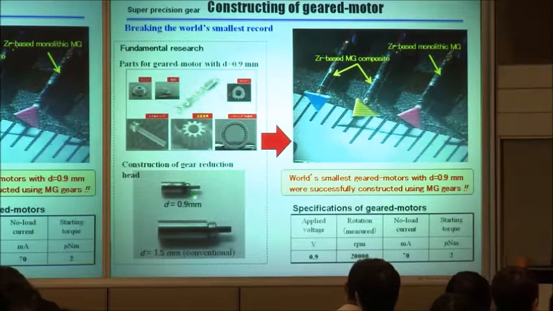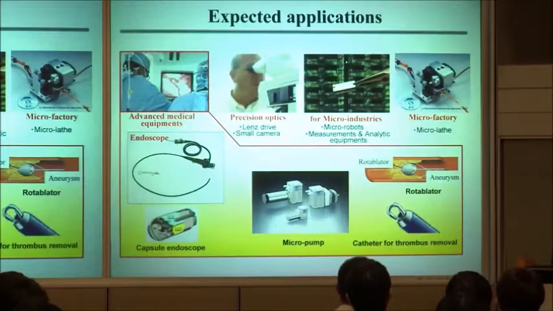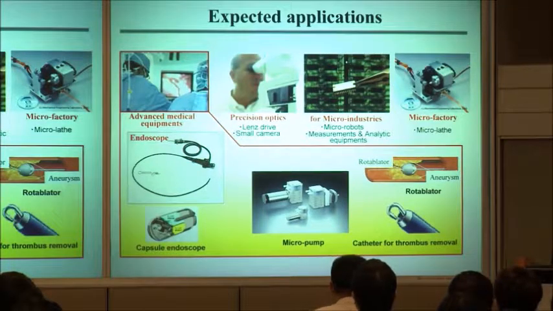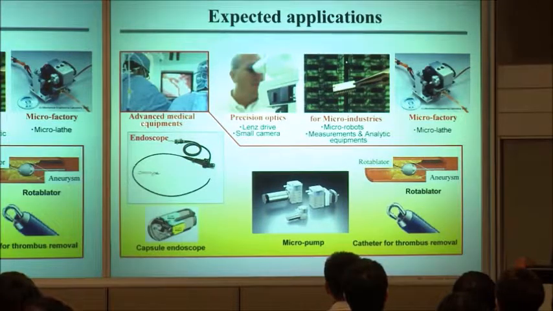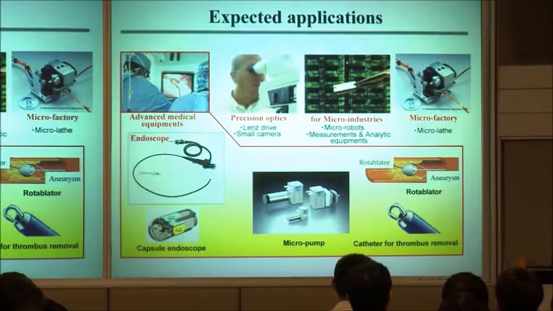The company wanted to reduce the diameter further to 0.9 millimeters, which can penetrate into the blood vessels of our human bodies. And these micro-geared motors have been tested for applications in advanced medical equipment, precision optics, micro industries, and micro factories.